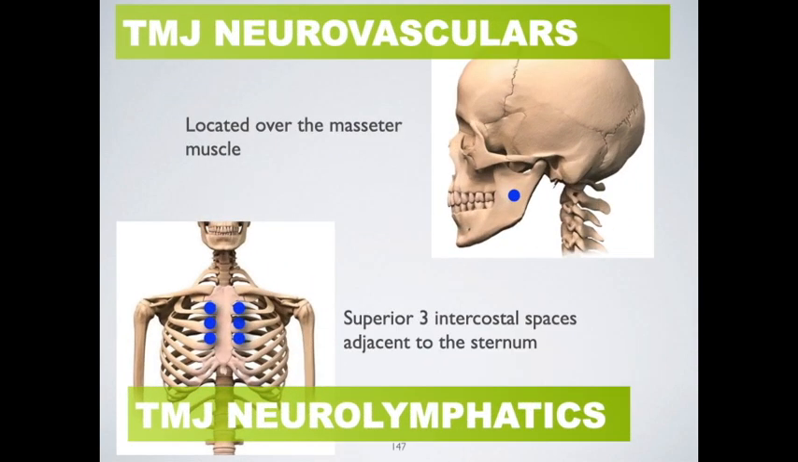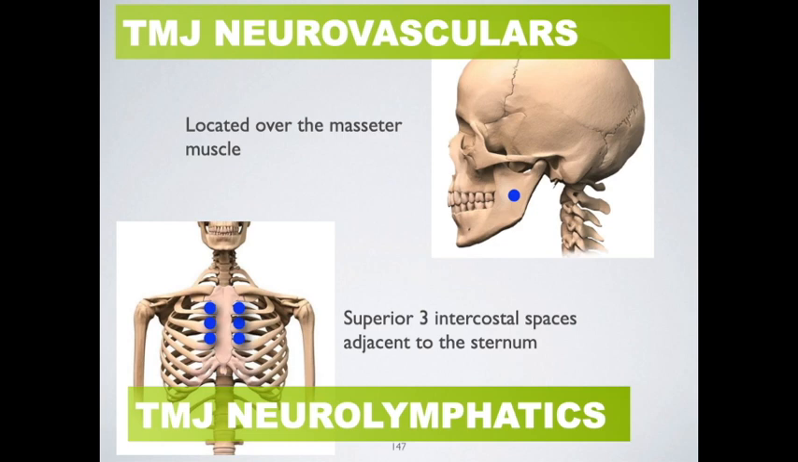The neurovascular points are right over the masseter, the neurovascular points for the TMJ. And these are actually very effective. I'll use these often if the masseters just seem to be really tender and really kind of off. I'll treat these points until they pulsate.